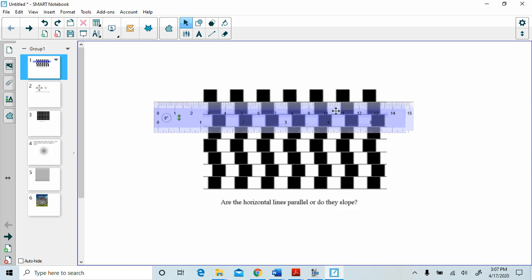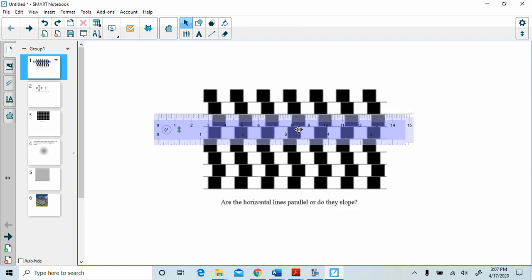Is that true for all of these horizontal lines? Well, you could just do the same thing and check them, line it up. And once again, that lines up right on the edge of the ruler. So this is a straight line. My conjecture that the lines are sloped is invalid. I used two counterexamples to prove that. Let's move to the next one.